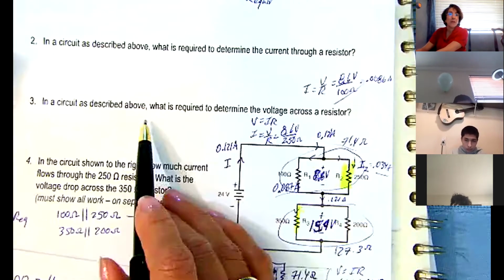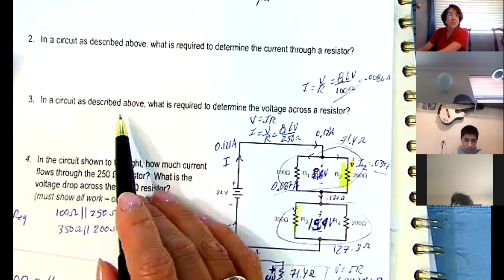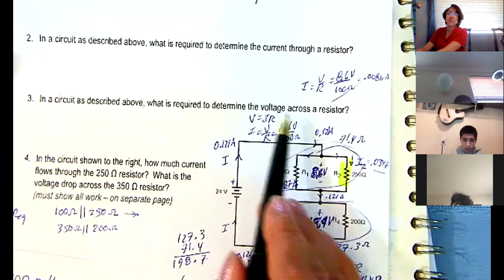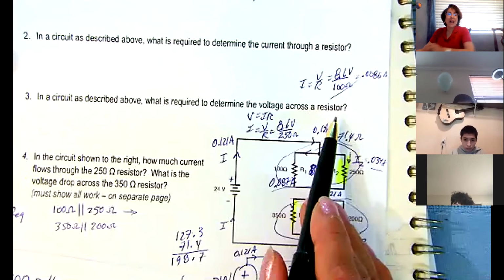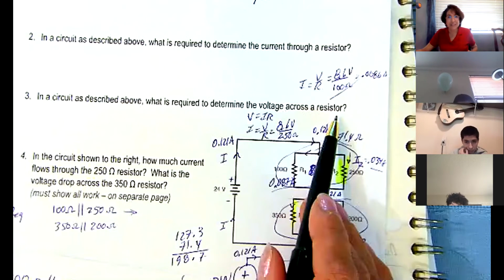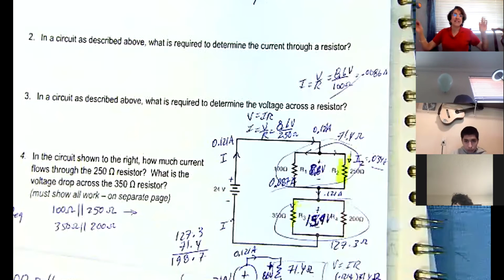Okay, Cristobal, what about number 3? What is required to determine the voltage across the resistor? You would then need the current and the resistance. Exactly. Muy bien. Excellent. Good job.